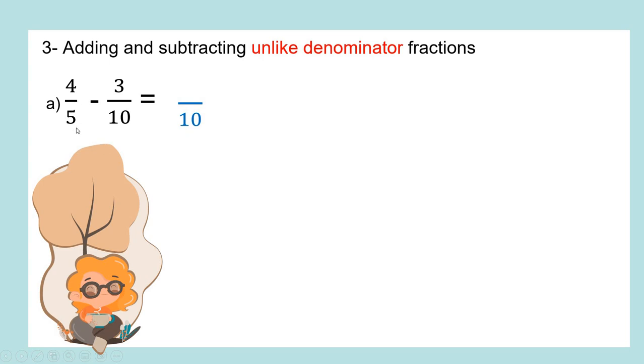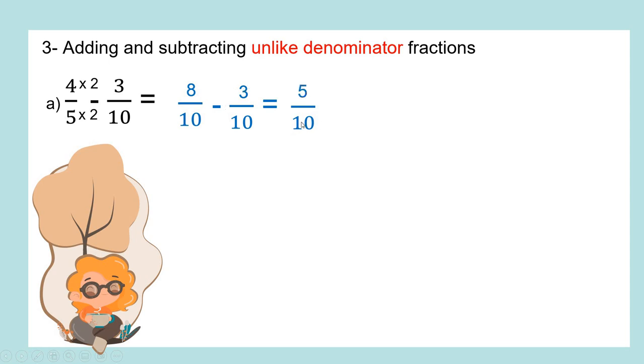Multiply up and down by 2, of course. 4 times 2 equals 8. What about the other fraction? Do I have to change anything inside it? No, I have to change nothing for this fraction. 3 over 10, I have already. The denominator is 10, so I will leave the numerator as it is. It will be what? 3. Now, can I subtract? As we learned before, of course, leave the denominator as it is. 8 minus 3 equals 5.